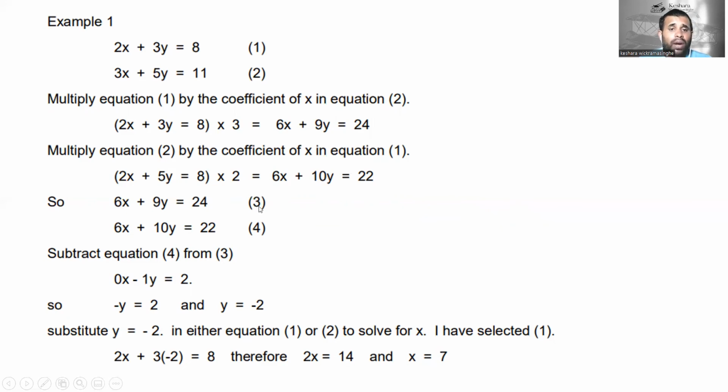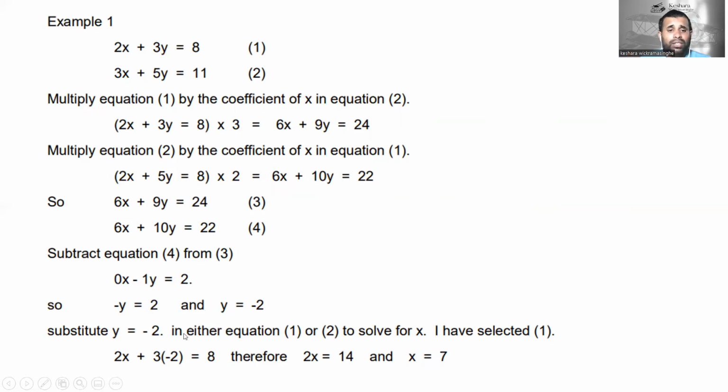Subtract equation 3 from equation 4, because we have to subtract this one from this one, right? So then we have to remove 6x. See, when we subtract 3 from 4, then the x terms become 0 and we get y equal 2. Then this is minus, so y equal minus 2.